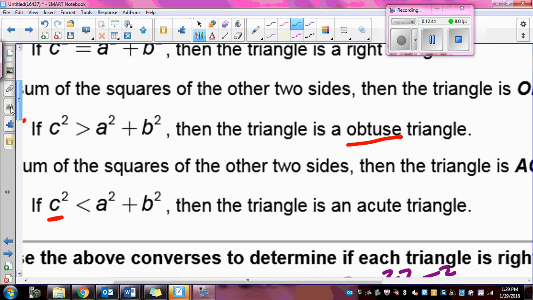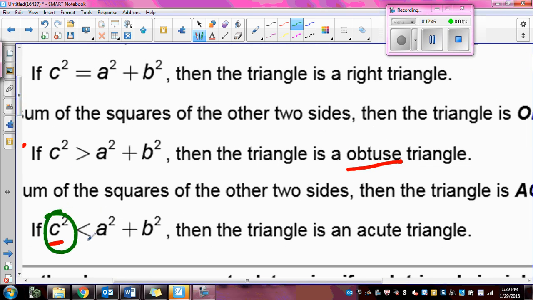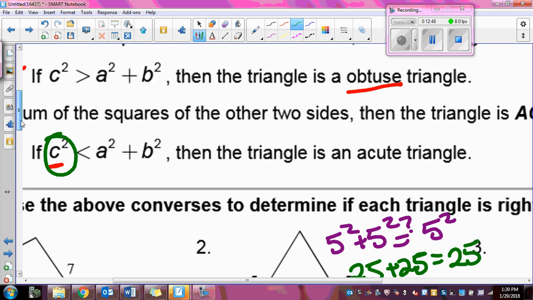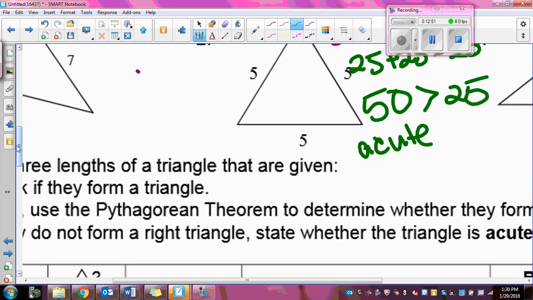So you can go back up here. My third side is less than, so that's why it's acute. Okay, I want you guys to try the other ones.